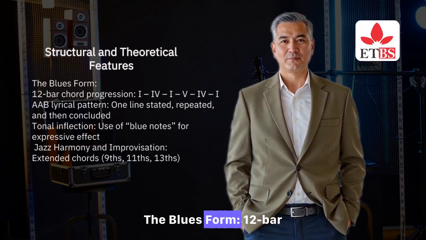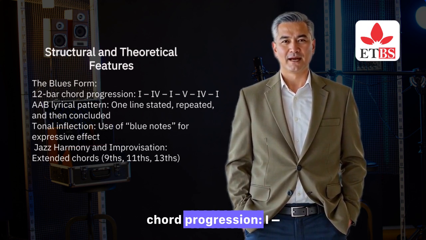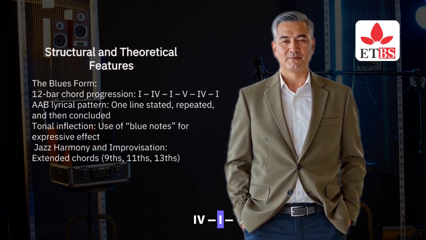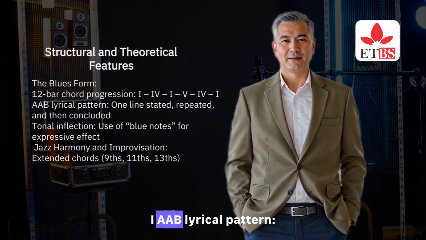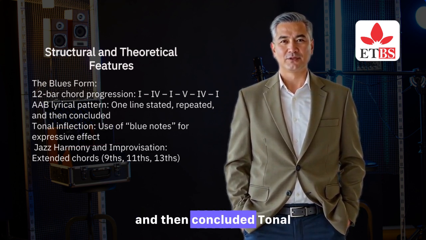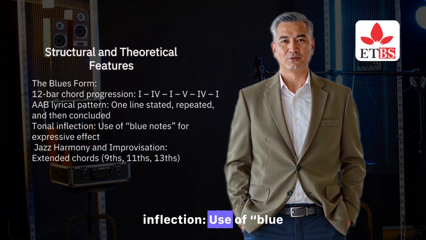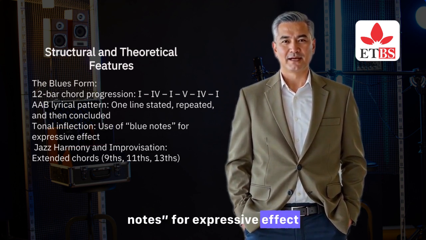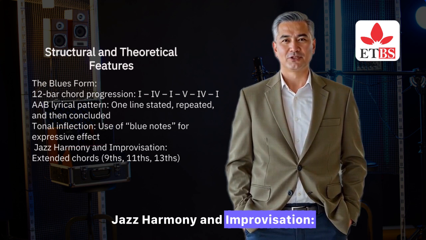2. Structural and theoretical features. The blues form: 12-bar chord progression, I, IV, I, V, IV, I; AAB lyrical pattern, where one line is stated, repeated, and then concluded. Tonal inflection, with use of blue notes for expressive effect.